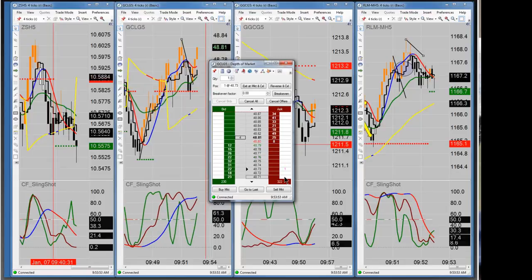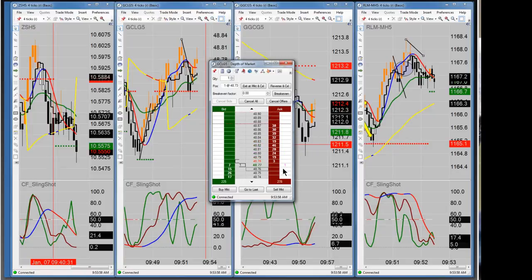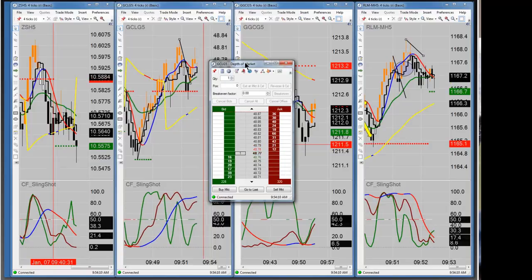There it goes. 4 ticks. Come on, we just run up there. All right, well, we'll take the 4.